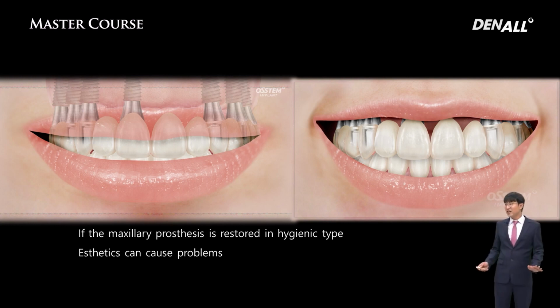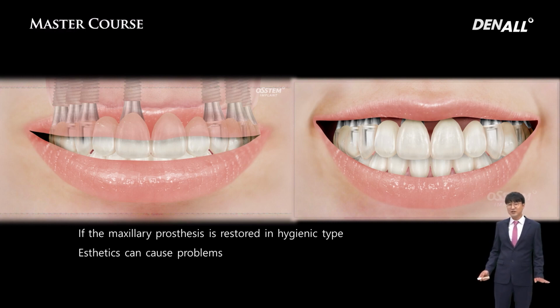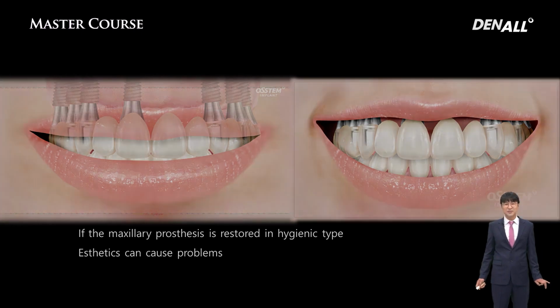If there's an impact on the smile line, then doing the prosthesis like this and telling the patient, "This is a successful result," the patient would really complain. So in this case, as I already showed you, pink porcelain can be used, and it's better to make it a hygienic type. If there's no impact on the smile line, then for oral hygiene management, the hygienic type would give you a more favorable result.